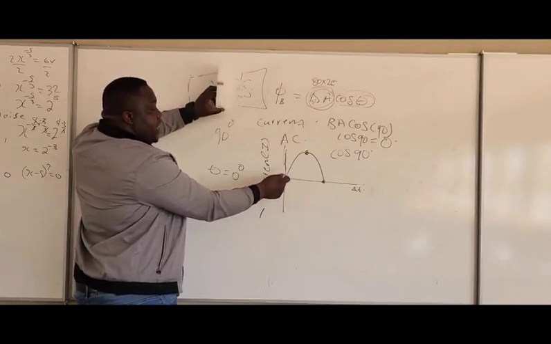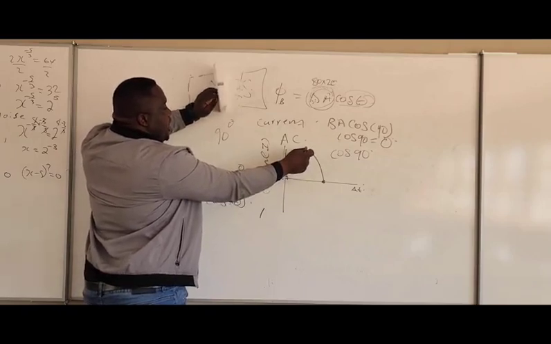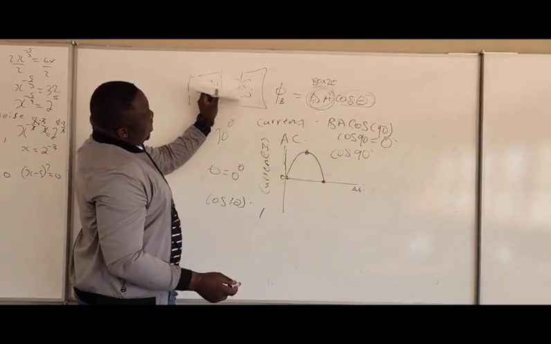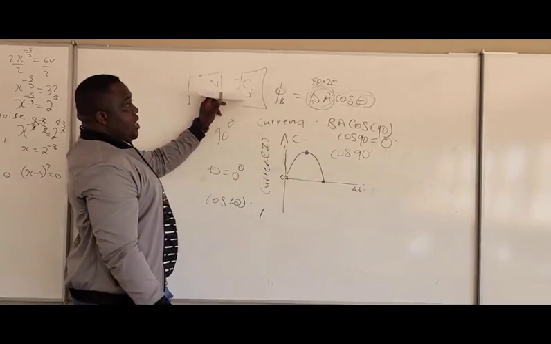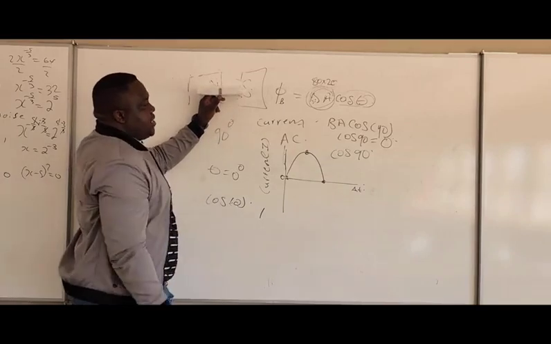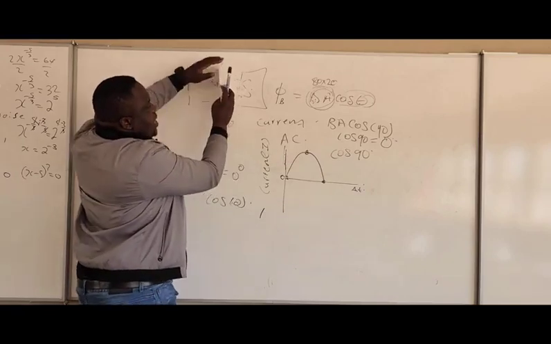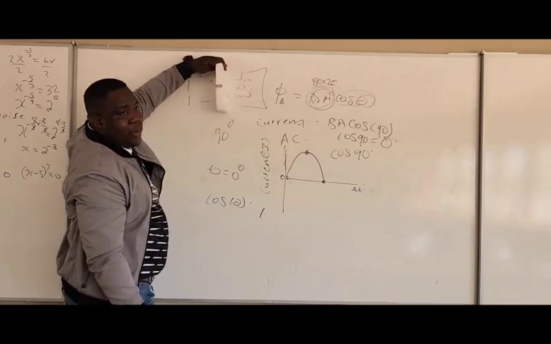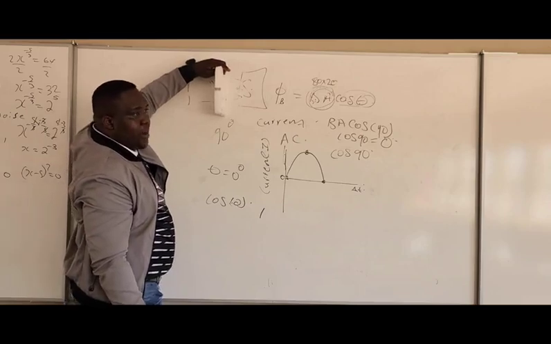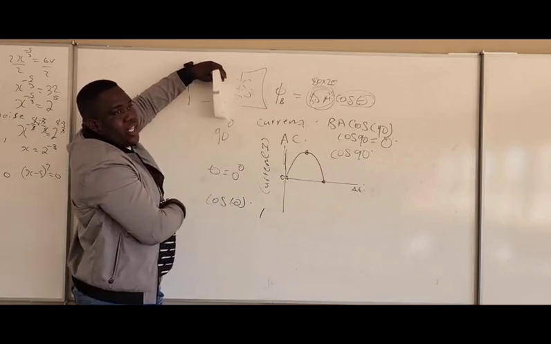Normal line is parallel to the magnetic field. The angle became 0, then cos 0 is 1. This time around, the normal line is perpendicular to the magnetic field line. It becomes 90. That's why it will return back to 0. Then this time around, the normal line becomes what? It becomes parallel to the magnetic field line again, but this time in the opposite direction.